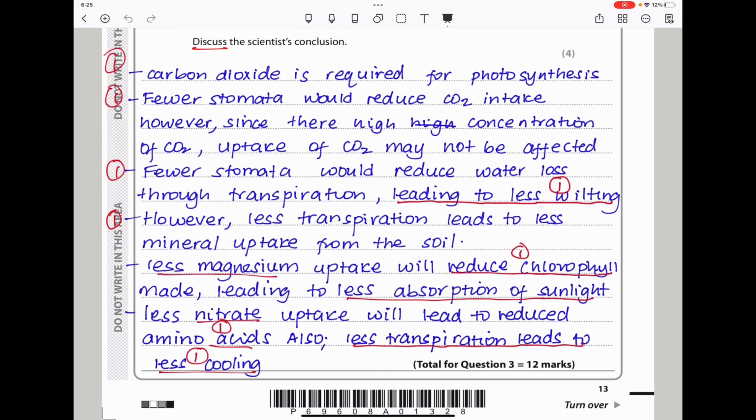So you support the scientist in one way, but in the other way, you can also see the disadvantages of the method they're trying to introduce.